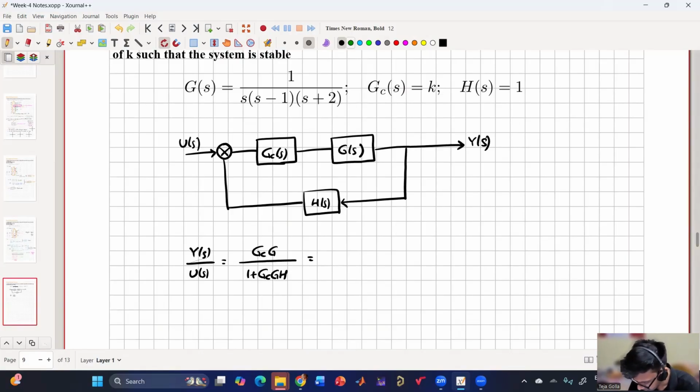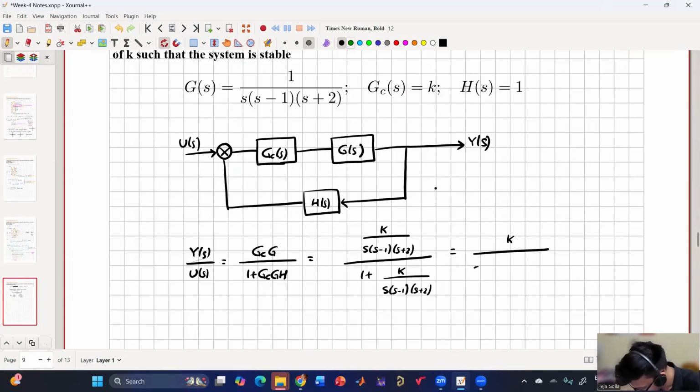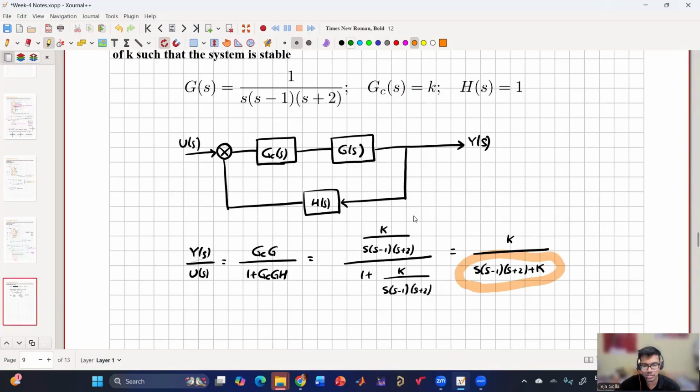So if I do that, I will get K by s(s minus 1)(s plus 2), divided by 1 plus K by s(s minus 1)(s plus 2). So this will be equal to K by s(s minus 1)(s plus 2) plus K. So this is my region of interest, right? So this denominator is what is my characteristic equation.